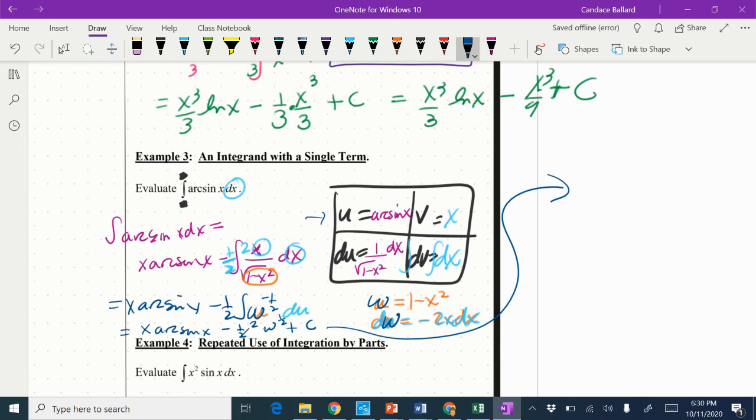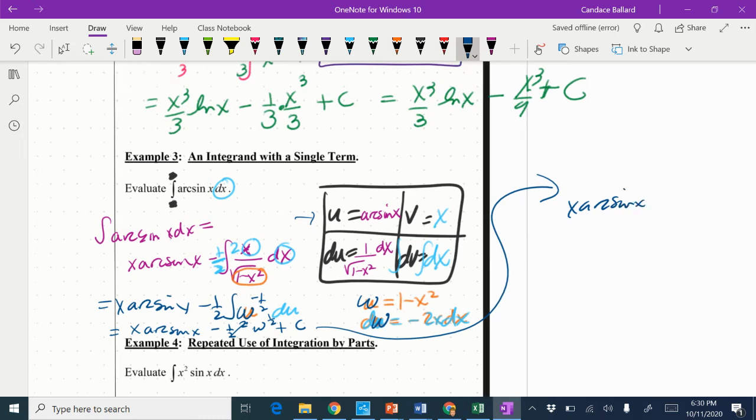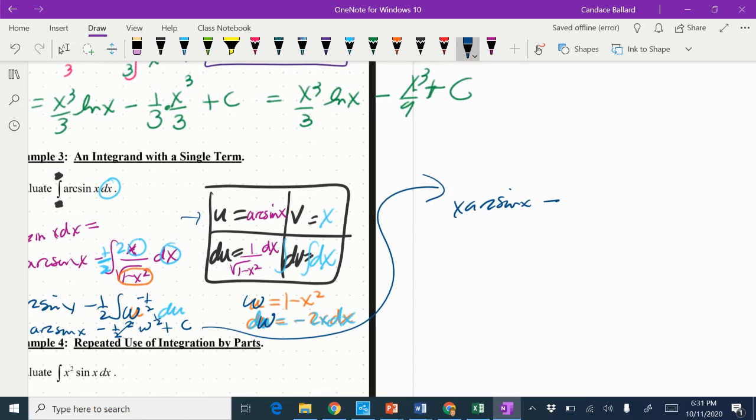We have, these are going to cancel, so we've got x arcsine x minus, instead of w, I'm going to substitute this in. And I could make it a square root if I wanted, because it's a 1/2 power, 1 minus x squared plus C.